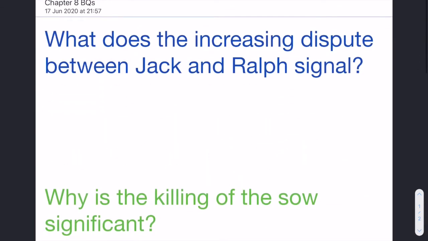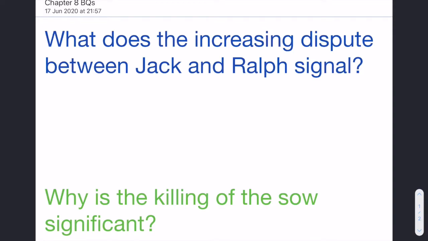So let's just start with this one, and we pick this up in the track and trace activity. But that dispute between Jack and Ralph signals that final fall and failure of the boys to communicate and work together. This is very much about the failure of democracy. This is about society fracturing and the danger of society fracturing rather than working together cohesively and as a whole.